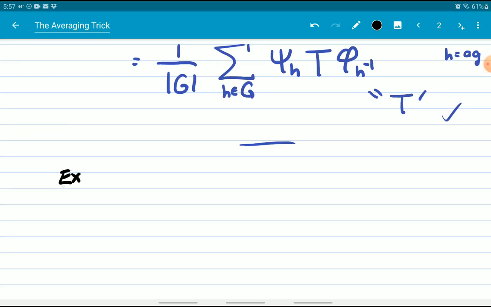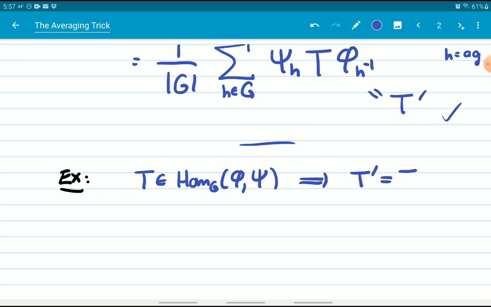Here's a good exercise to see if you understood what happened there. Show that if T, which was a linear map, actually started out as a morphism of representations, then the averaging trick just gives you T back. That's just a consequence of the formula.